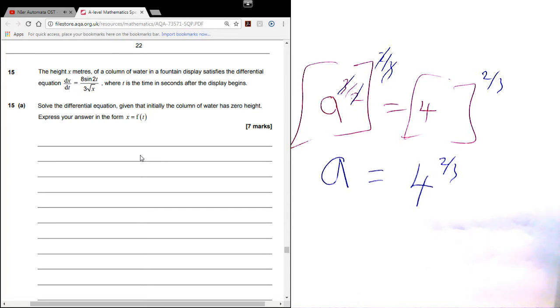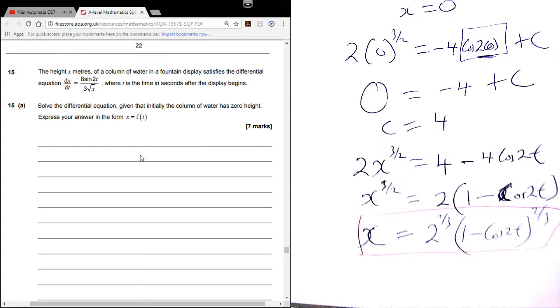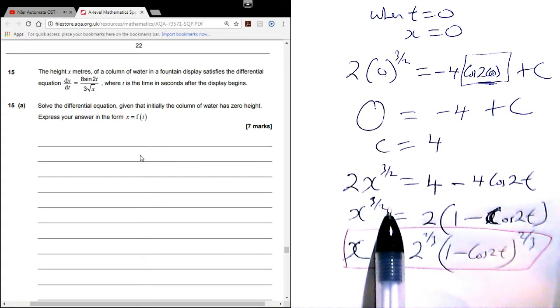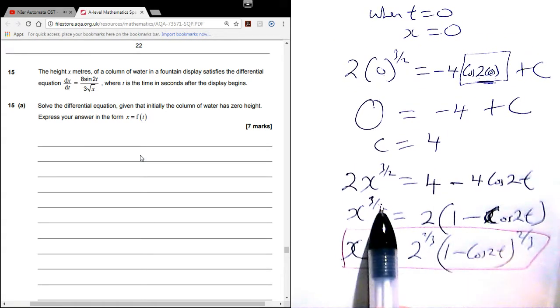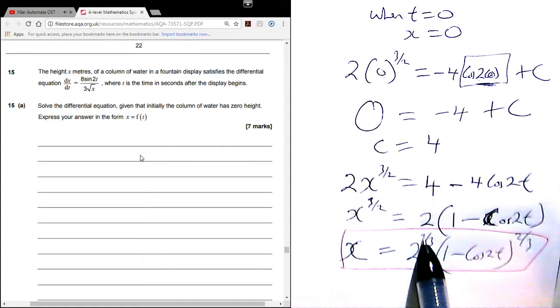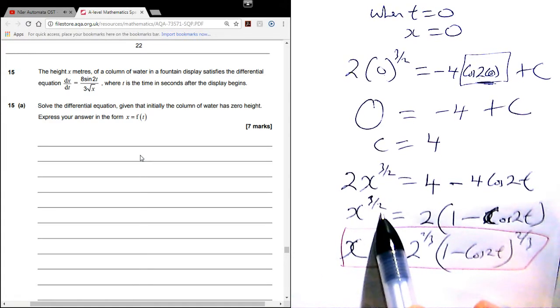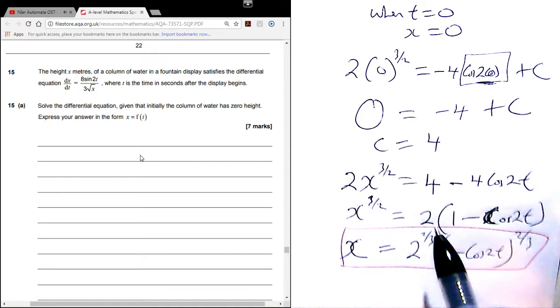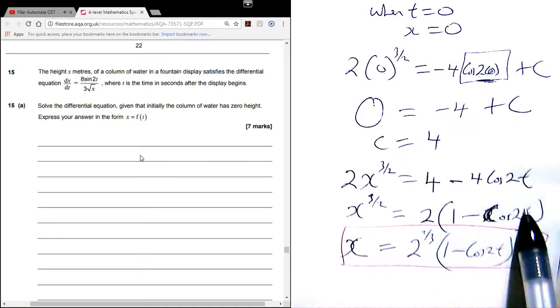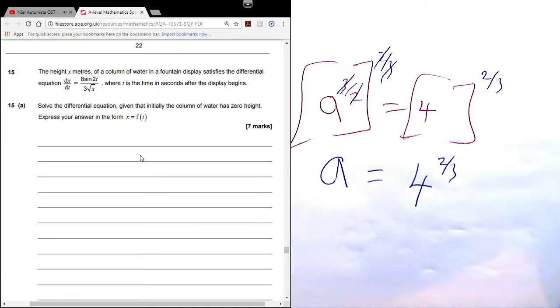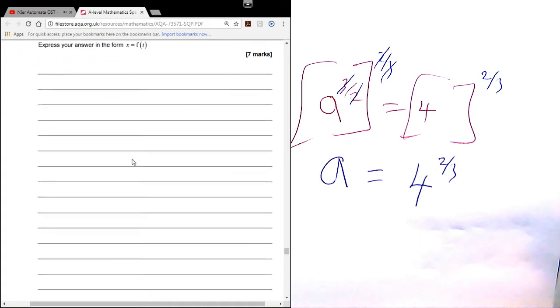So that's exactly what we did here. We had x to the power 3 over 2 equals all that. We knocked the 3 over 2 by raising this to a power 2 over 3, and that knocked out the 3 over 2 from the left, and it remained on the right hand side. So that's it. And that's question 15, Roman 15a.